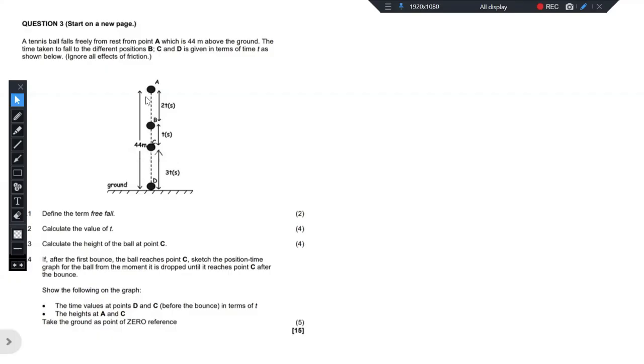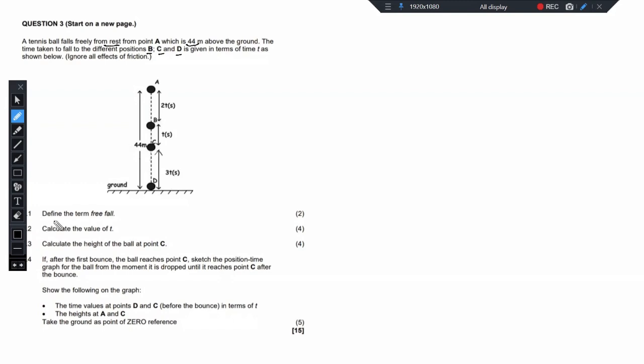And without any further ado, let's look at this question that we have here. Okay, so we have question 3 from the Prelim 2024 Gauteng paper, your paper 1. It says a tennis ball falls freely from rest from point A, which is 44 meters above the ground. The time taken to fall to the different positions B, C, and D is given in terms of t as shown below. Ignore all effects of friction. So we can see from point A to point B, it takes 2t seconds. Then from point B to C, it's t seconds. And then from C to D, it's 3t seconds.